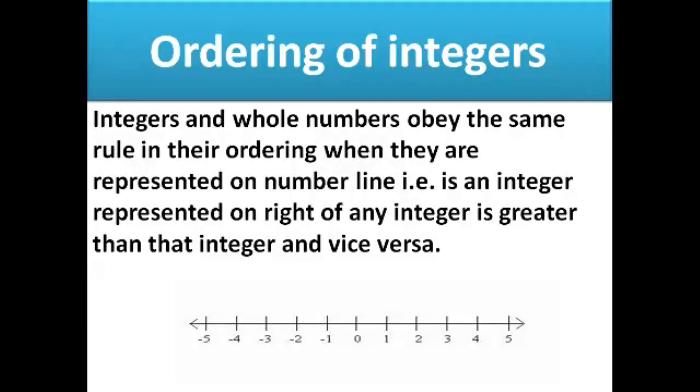Next topic is ordering of integers. Integers and whole numbers obey the same rule in their ordering when they are represented on a number line. That is, an integer represented to the right of any integer is greater than that integer and vice versa. As you can see in this example, 3 is greater than 2, 2 is greater than 1, -1 is greater than -2, -2 is greater than -3.